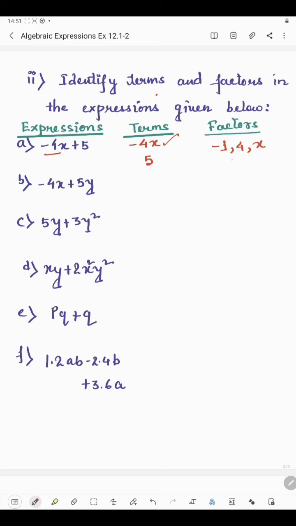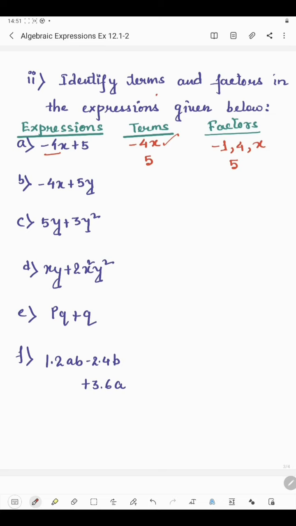Now we will have to write the factors of 5. Now the factor of 5 is 5 itself, because when you multiply 5 by 1 we get 5. So 1 we never write, we can write the factor of any constant term as the constant term itself. So here the factor of 5 will be 5.